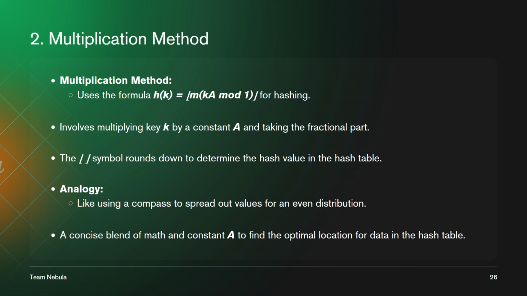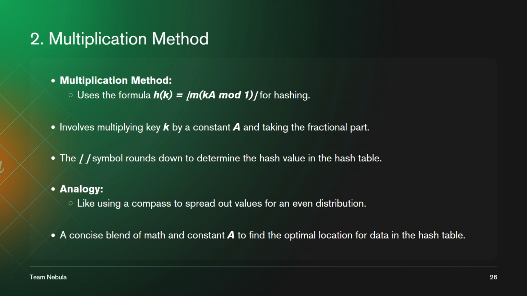Now, we want to find a slot in our hash table. We are going to do some math. k times A modulus 1. This might look a bit strange, but all it's doing is taking the fractional part of k times A. Just like when we divide a pizza in half and take the part that's left, that's the fractional part. Now comes the L-shaped symbols, which means we are taking the floor value. Imagine you have a floating point number like 3.8. The floor value is the biggest whole number that's less than or equal to 3.8, and that's 3.